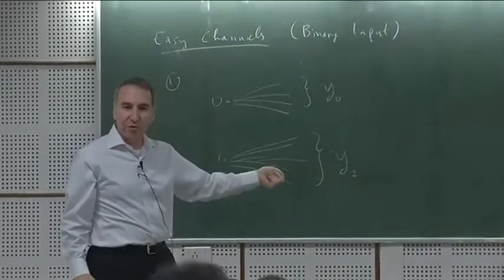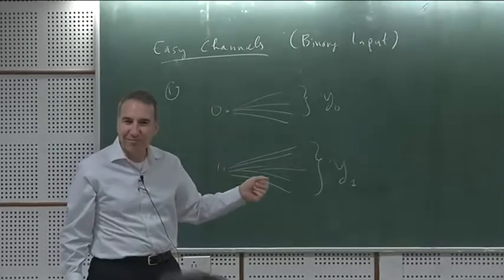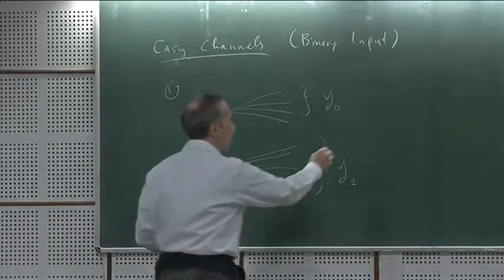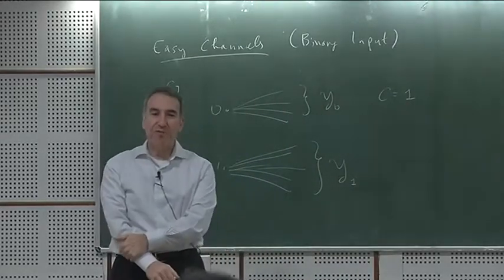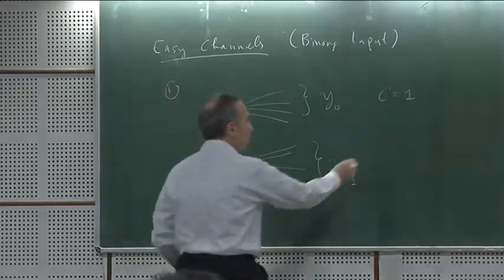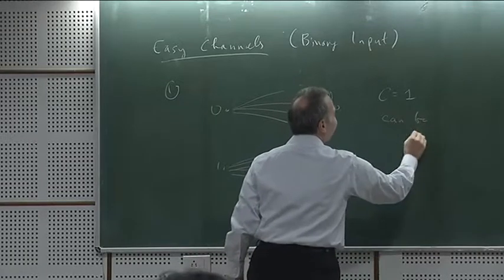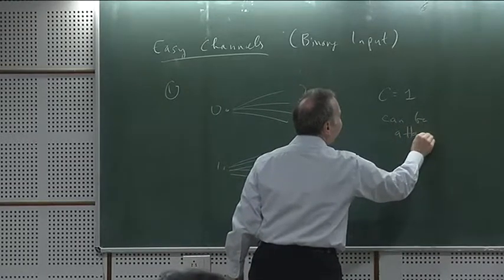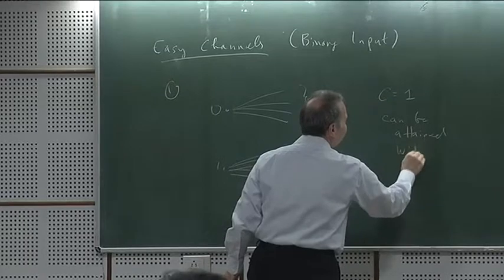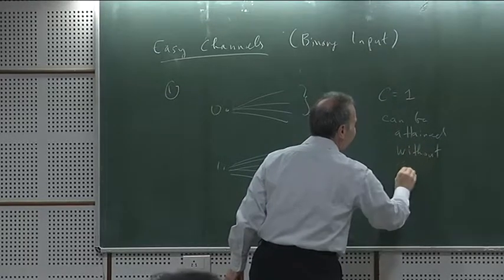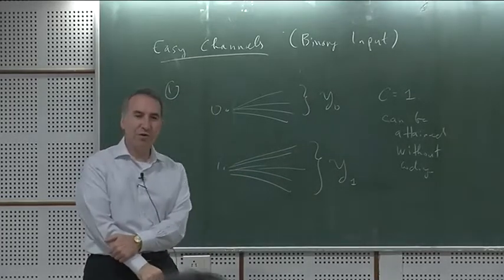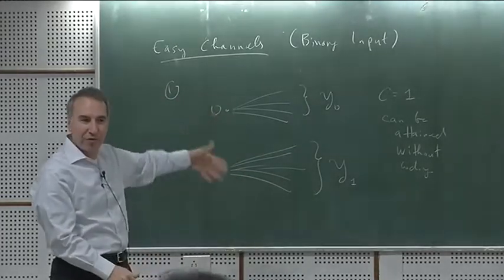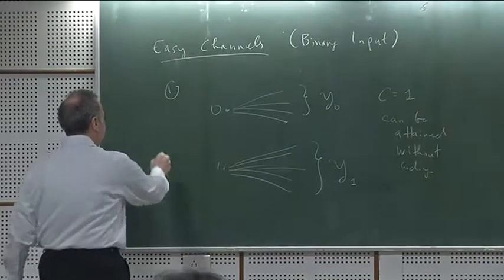The capacity of this channel is 1 bit. So C is equal to 1. But not only is C equal to 1, it can be achieved without coding. So the capacity is 1 and can be attained without coding. All right, so these are perfect channels. Channels of this type are perfect.